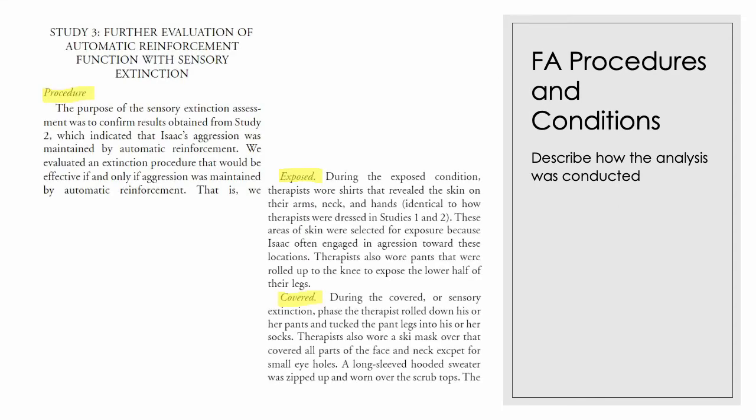The procedures and conditions sections describe what the functional analysis looked like. This is not information you need to worry about at the undergraduate level. However, if you are interested in a deeper understanding of these assessments, you can read about the procedures here. But at this point, you simply need to focus on the results of the functional analysis, which tell us what was the maintaining function or functions of the challenging behavior.